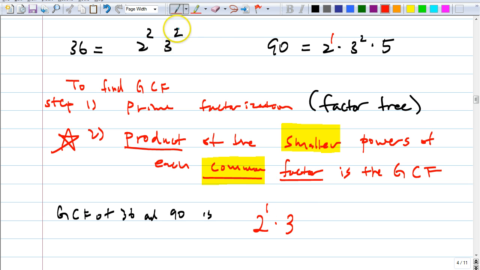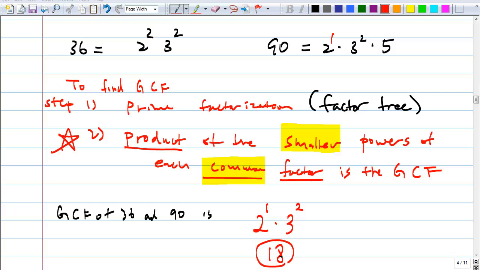What about 3? We have 3 to the second, 3 to the second. That one you don't have to worry about. Which one are we going to choose then? 3 to the second, because they're both the same, right? Does that make sense? Guess what? This is your GCF. What is 2 times 3 times 3, guys? 2 times 9, which is 18. This is the GCF. In other words, 18 is the greatest common factor, meaning 18 is the biggest number that goes into 36 and 90. Is there any other number bigger than 18 that will go into 36 and 90? No. If you follow these steps correctly, you are guaranteed to have the greatest common factor.